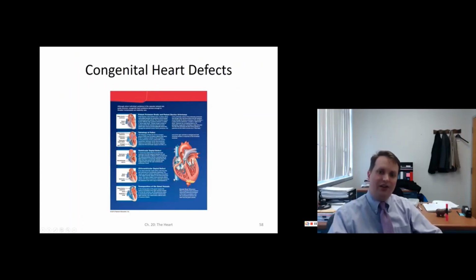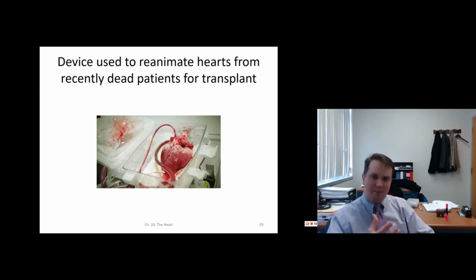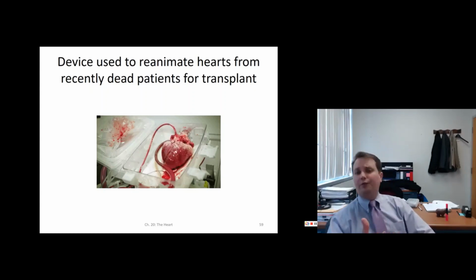Now, I just wanted to share this. People who have died, we can actually take their heart out and keep this reanimated, so to speak, to keep the heart beating for a transplant. This is increasing the number of hearts available for transplants now.